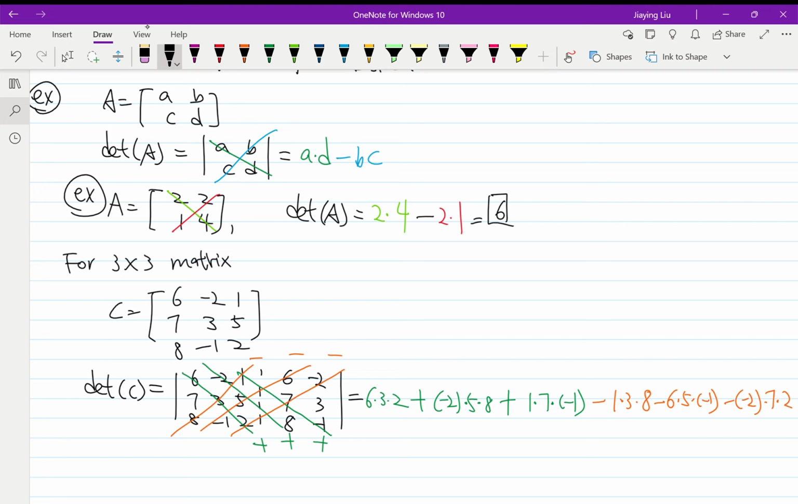And from here, we just have to be careful with the algebra, carry out step by step, find each product, and then at the end put all of them together, which I don't think I have the brain power to do now. Well, let's see. 6 times 6 is 36. Negative 2, 5, 8, so that's minus 80. And the 1, 7, negative 1, so that's a minus 7. Then minus 28. Minus 6 times 5 times negative 1, that's a positive, so plus 30.